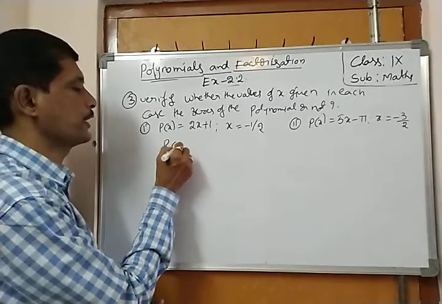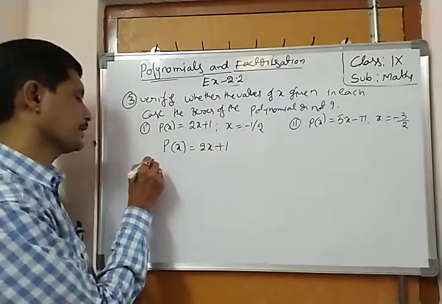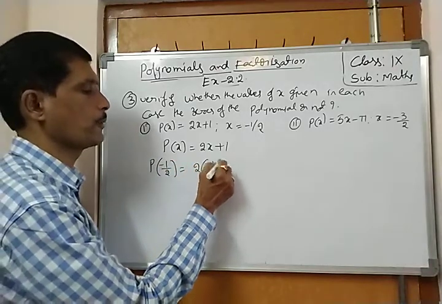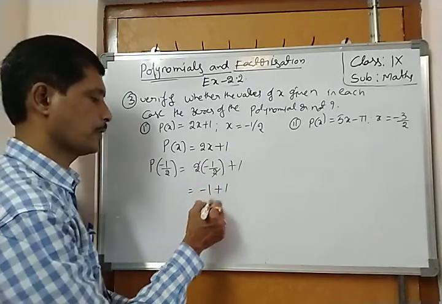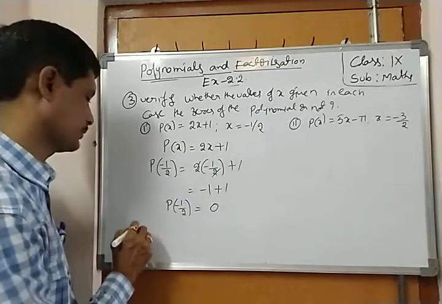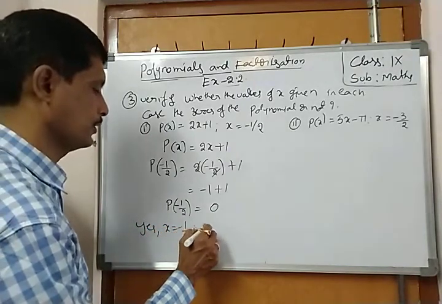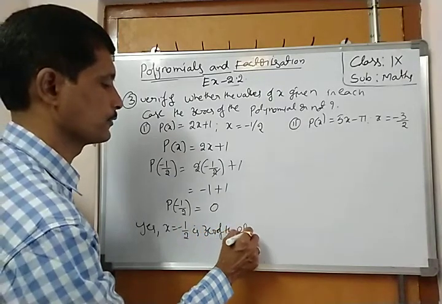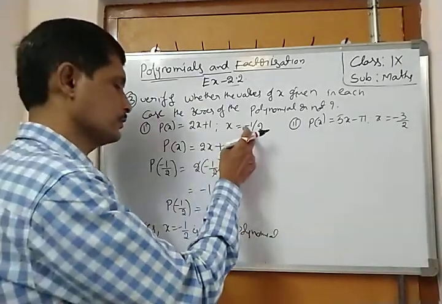p of x equals 2x plus 1. Here x is replaced by minus 1 by 2, therefore 2 into minus 1 by 2 plus 1. The 2 gets cancelled, that is minus 1 plus 1. Both get cancelled, so p of minus 1 by 2 is 0. Therefore yes, x equals minus 1 by 2 is a zero of the polynomial.